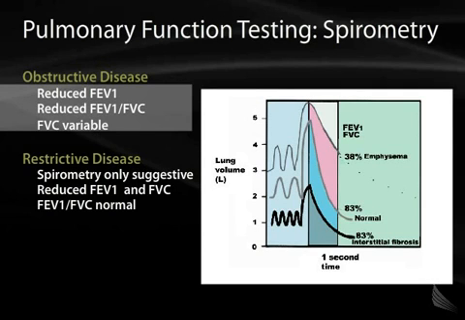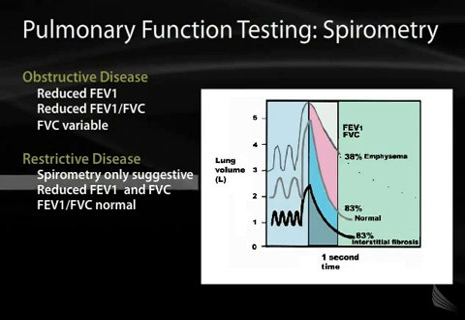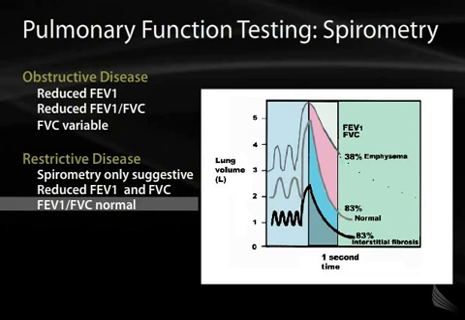Sometimes it's even elevated. Restrictive diseases, however, can only be suggested by spirometry. The FEV1 and FVC might both be low, but typically the FEV1 to FVC ratio is normal, or sometimes even a little high. You can see three different examples here in the graph.